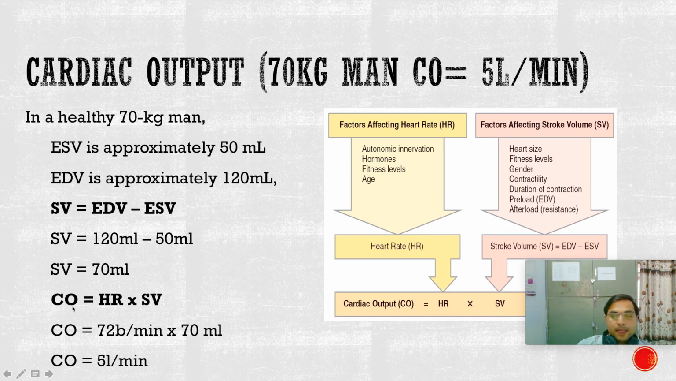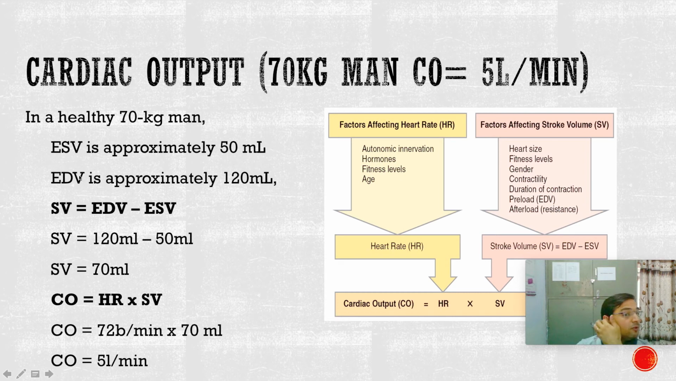It is calculated by multiplying the heart rate and stroke volume. So let us take the normal heart rate as 72 beats per minute and stroke volume as 70 ml for a 70 kg man. For a 70 kg man, the end systolic volume, that means the leftover blood in the ventricles when the ventricles have finished the systole, finished pumping the blood into the aorta and into the pulmonary artery, is approximately 50 ml.